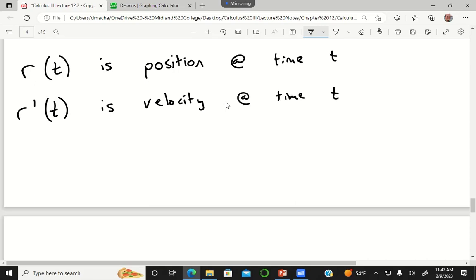And what would the acceleration be? Second derivative. Yeah, r double prime of t would be the acceleration. So if you wanted to find the acceleration vector, you just take the parametric curve that describes the position of the object over time, and you take the second derivative to find the acceleration vector.